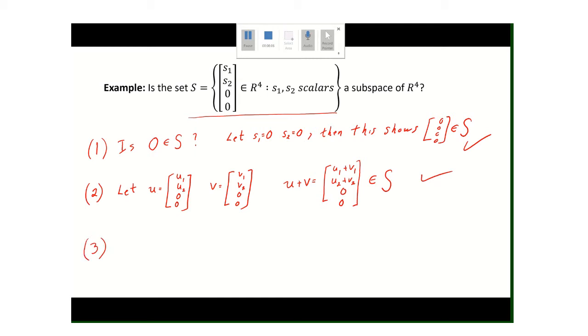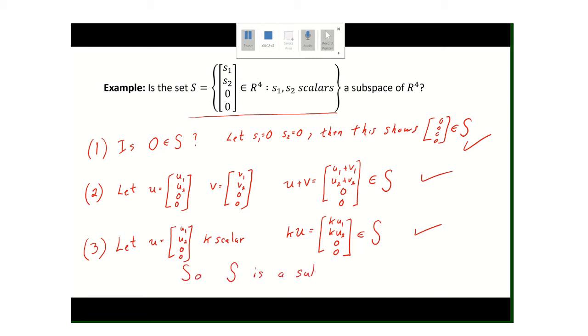Third item, scalar multiplication. Again, we let U equal U1, U2, 0, 0, and K be a scalar. What happens when we multiply them together? K times U is equal to KU1, KU2, 0, 0. Those two numbers are scalars, so that is in S. It's easy to see that it is still in our set, so scalar multiplication is satisfied. So our set S is a subspace. It satisfies the three conditions.